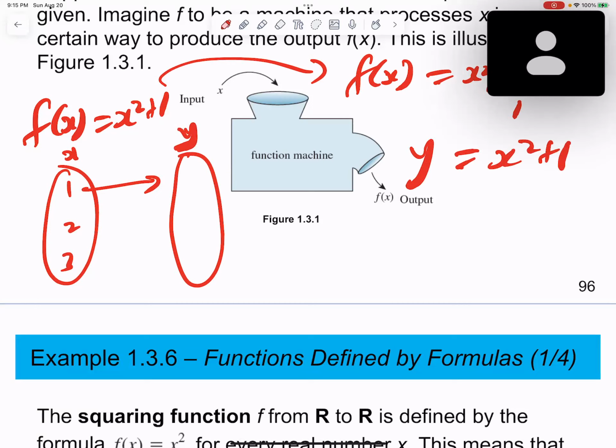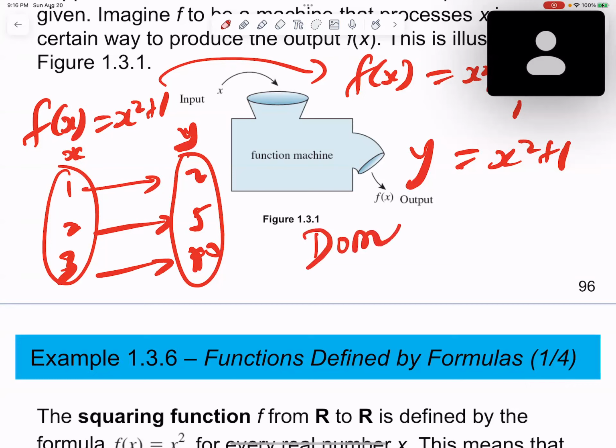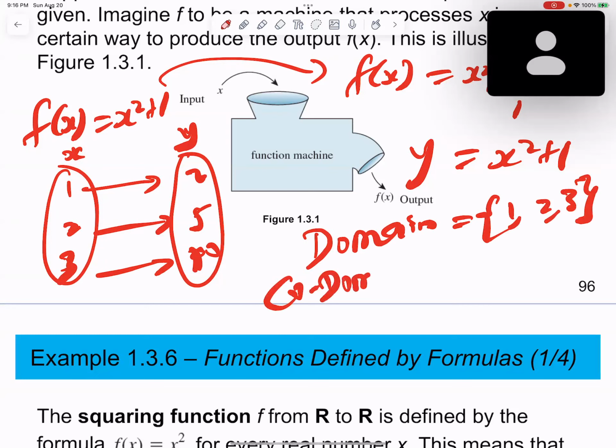So what that means is that whatever element you have in the domain, if you square 1, 1 square is 1, plus 1 is 2. If you square 2, 2 square is going to give you 4. 4 plus 1 is 5. Then 3 square is going to give you 9. 9 plus 1 is what? 10. So as you can see, the domain here is a set of the inputs. See? The domain is a set. And the codomain is what? 2, 5, 10.